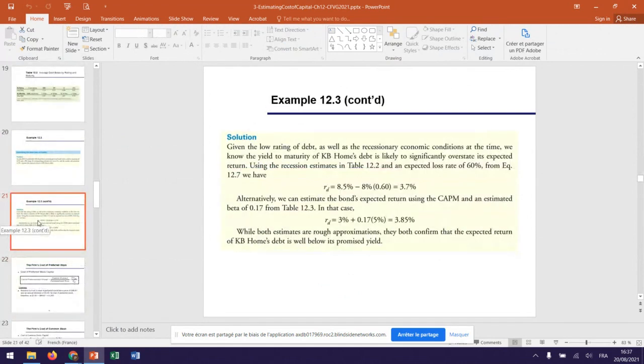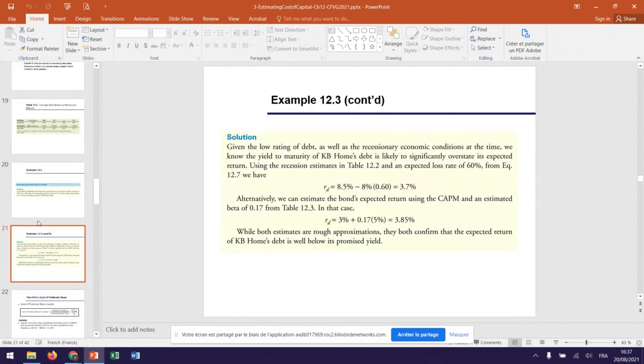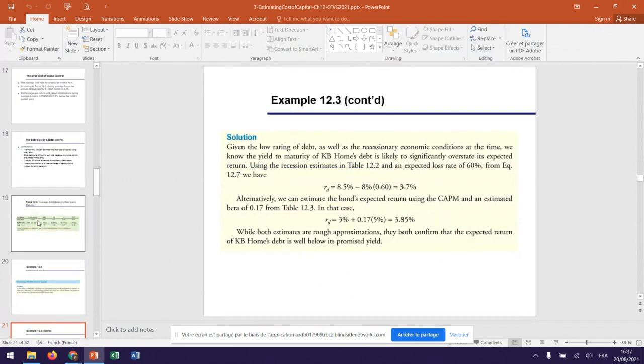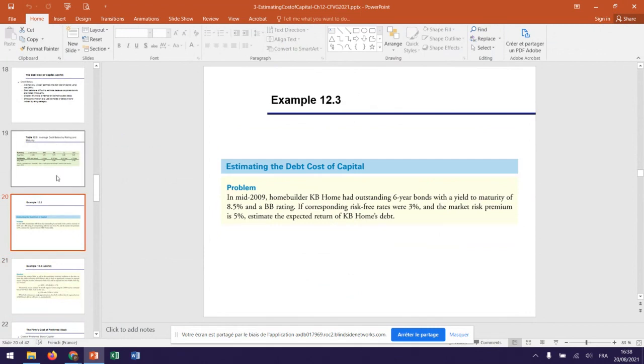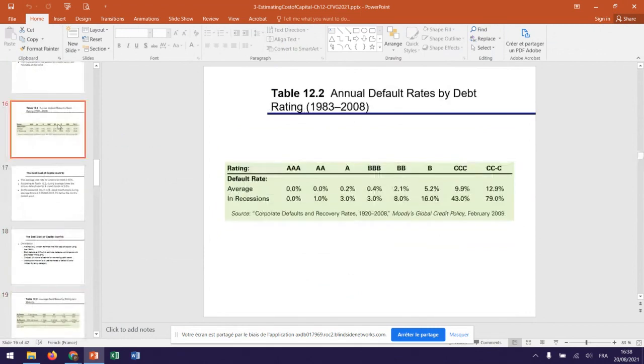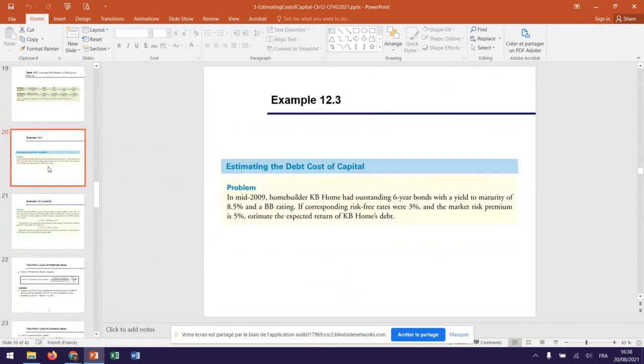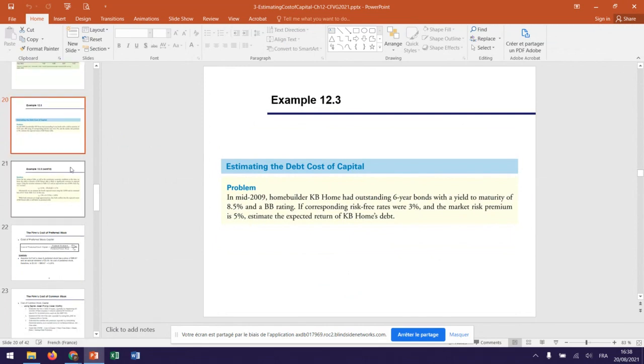As a recession period, right? So this is 2009 after the global crisis, so they're still in the recession period. So the P, the probability of default, would be 8% here, right? In normal times, you can apply 2.1%. Okay, so if the corresponding risk-free rate is RF equals 3%, and the market risk premium, E(RM) minus RF, is 5%, how to estimate RD of this company?